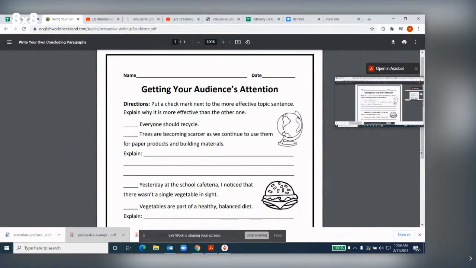And the bigger attention grabber it is, the more interested the reader is going to be. Think of it the same way when you read. If that first sentence is really boring, you might not know what the rest of the paragraph is going to be about. You might not care. So it's important to do what they're called attention grabbers. I've shown you a couple examples here.